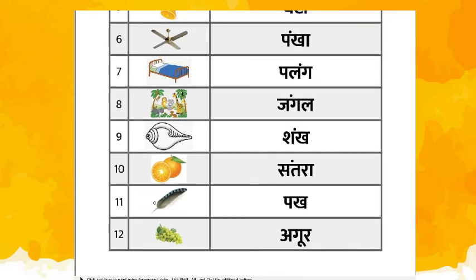Look at the 11th picture here. It is a picture of feather. We call pank in Hindi. So we have to keep the matra in between pa and kha. Pank. Look at the 12th picture here. It is a picture of grapes. And we have to put the matra in between a and gu. Angur.